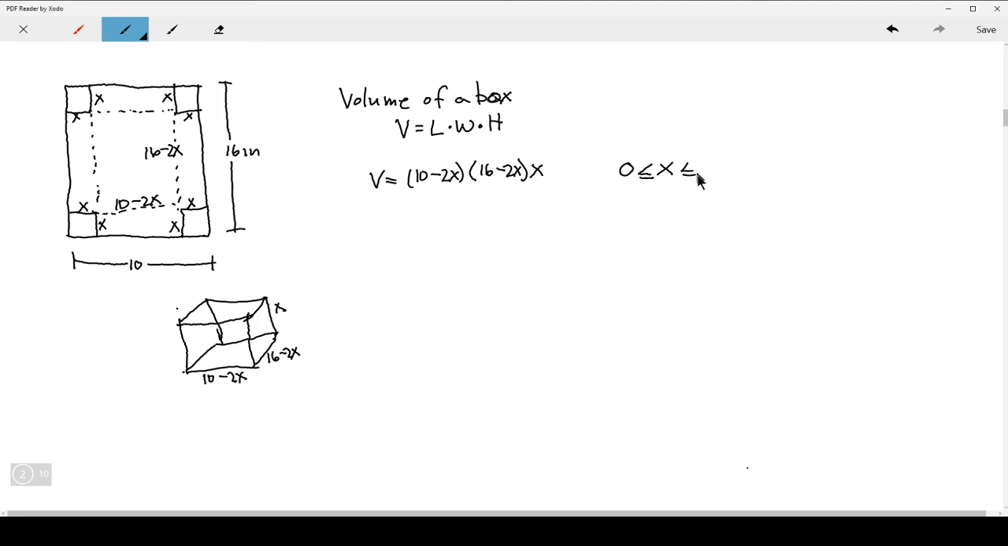But what's the maximum that x can be? And yes, if x is 0, I don't have a box. That's fine. Well, the shortest side of this piece of cardboard is 10. So the largest that I could make x be is if I were to bring it all the way to here, in which case I'd simply be folding the cardboard in half. So that would make the maximum that x could be 5.